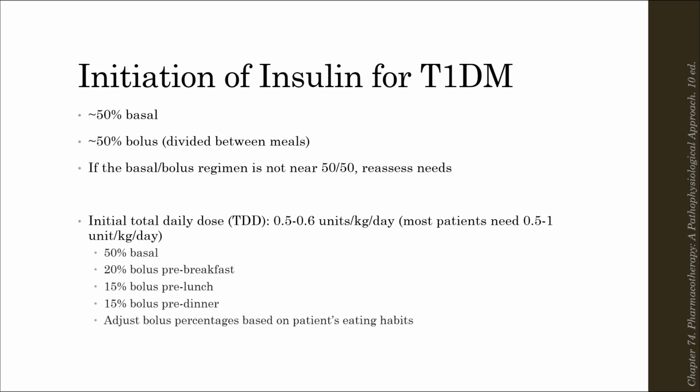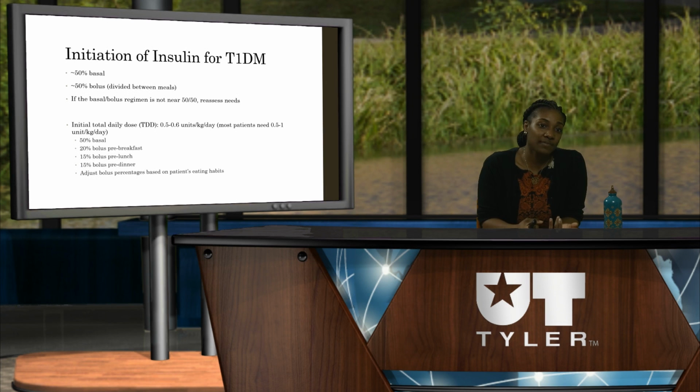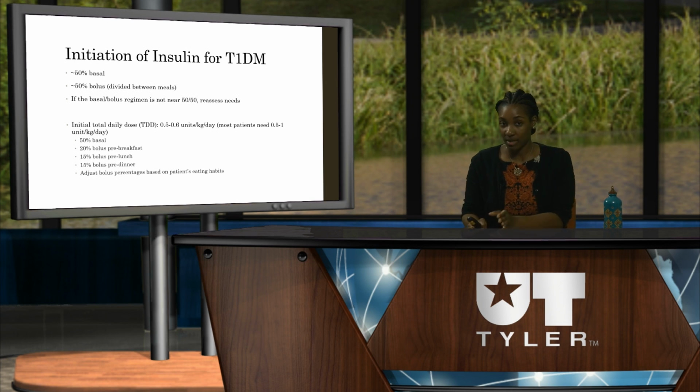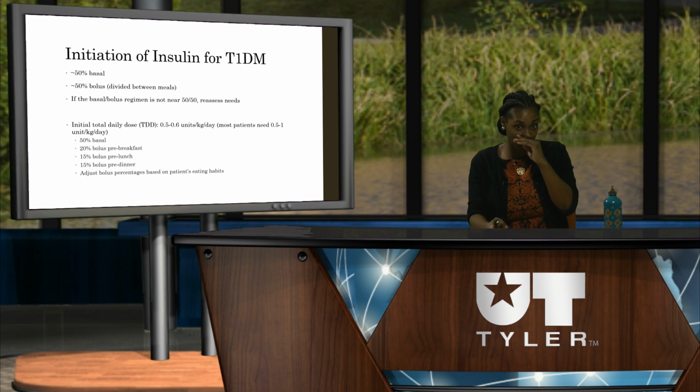All right, so let's go into initiation of insulin for patients with type 1 diabetes. When you start off, you want to give 50% of that dose as the basal and 50% as the bolus, and you divide that bolus dose between their 3 meals, or they're supposed to have 3 meals a day. If the basal bolus regimen is not near the 50-50 mark, you need to reassess the patient's needs and maybe recalculate some things. So for type 1 diabetics, the total daily dose should be 0.5 to 0.6 units per kg per day. Most patients are going to need, on average, somewhere between 0.5 and 1 unit per kg per day, but you start off at that 0.5 or 0.6.